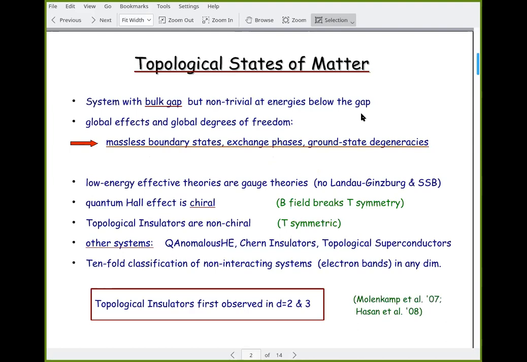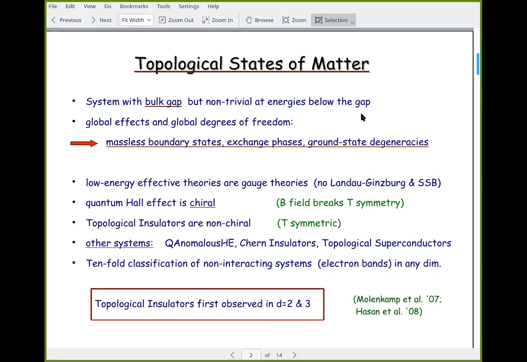So what is a topological state of matter? Well, suppose you have a gapped phase, and you ask what's happening at energies below the gap. In a normal system, nothing, because there is just the ground state. You're not exciting any local fluctuation, nothing.